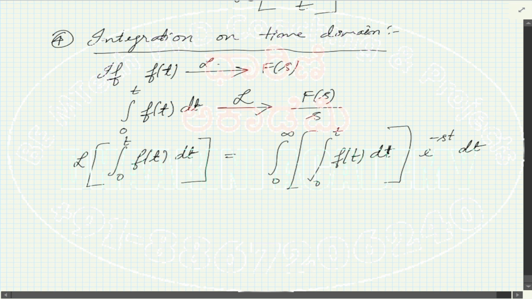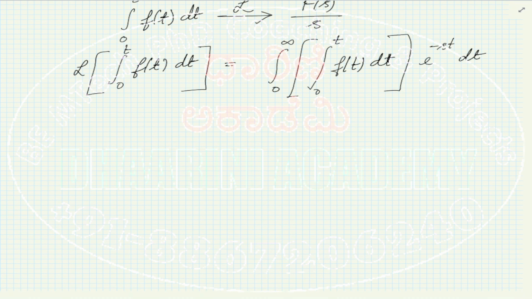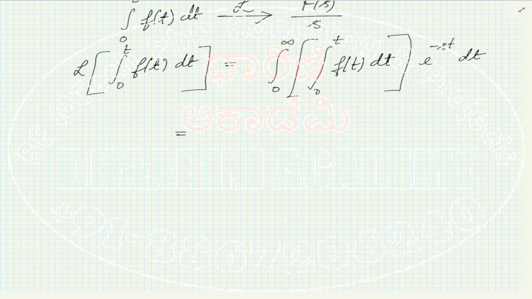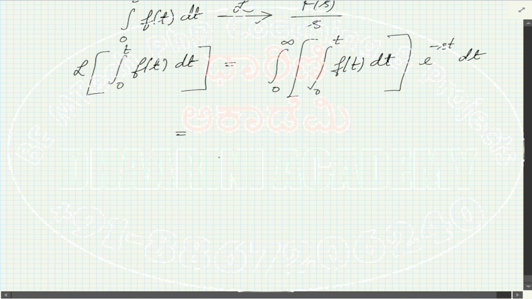All right, now what we are going to do is let us try to integrate this by parts, because we have two functions over here. So integrating by parts in the sense, keep the first function as it is. This is the first function, whatever is inside the bracket, so we'll keep it as it is, that is integral 0 to t f of t dt is my first function. I keep it as it is. Different, so I need to integrate the second function, that is e to the minus st divided by minus s.